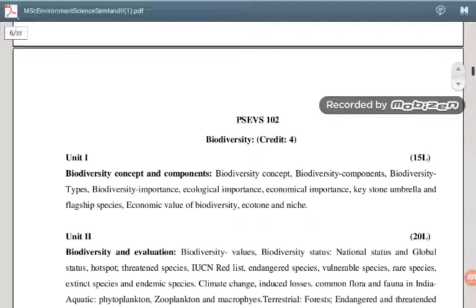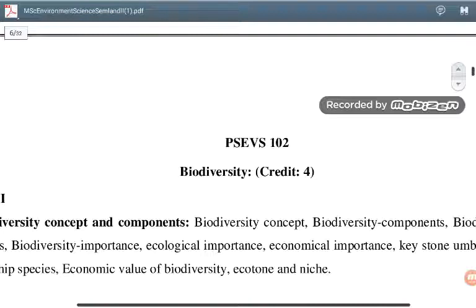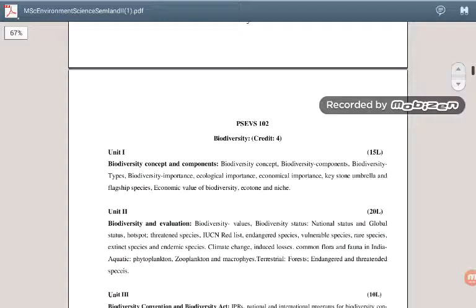Next, coming up to the second paper, that is PS EVS 102, meaning this is the postgraduation science stream. EVS means environmental science, 102 means first semester second paper. So what is the second paper? Something related to biodiversity. Bio means life, diversity means variation. So what is the richness of species inside life? We have to study this under biodiversity.